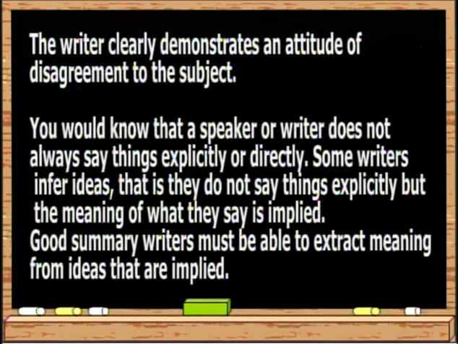You would know that a speaker or writer does not always say things explicitly or directly. Some writers infer ideas. That is, they do not say things explicitly, but the meaning of what they say is implied. Good summary writers must be able to extract meaning from the ideas that are implied. Let us examine two extracts that contain ideas that are implied rather than stated directly.